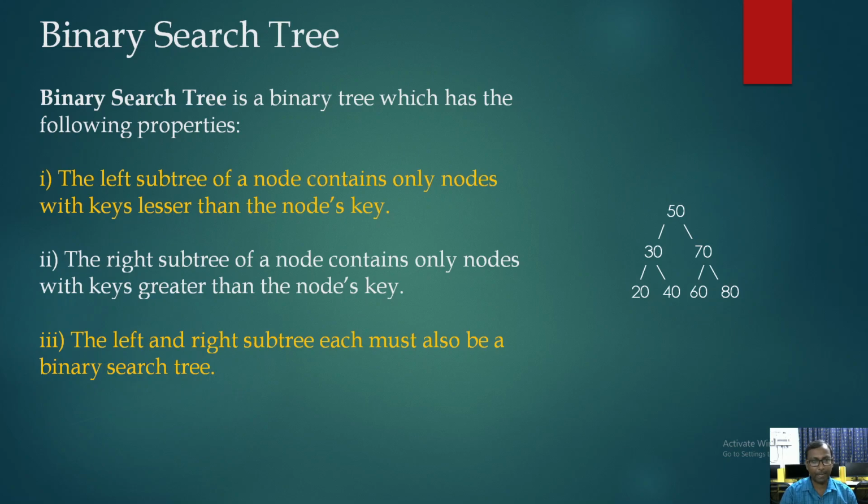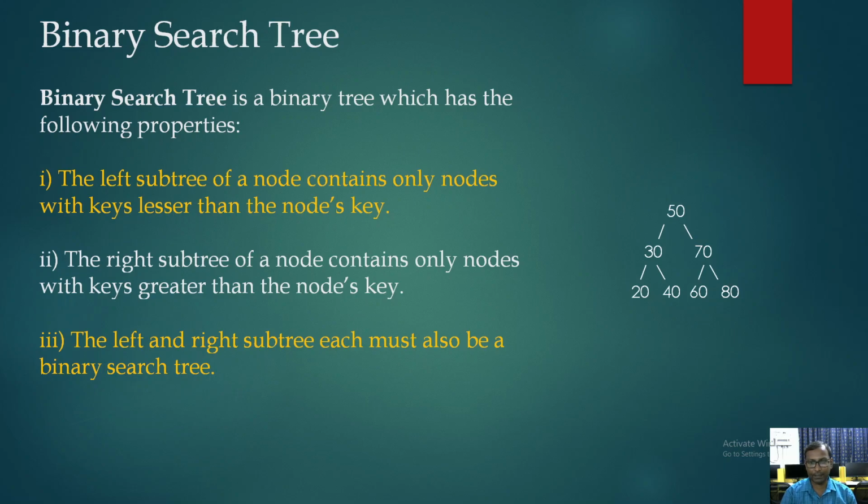The first property is that the left subtree of a node contains only nodes with keys lesser than the node's key. The second property is that the right subtree of a node contains only nodes with key values greater than the node's key value. And the third property is that the left subtree and the right subtree of a binary search tree are also binary search trees.